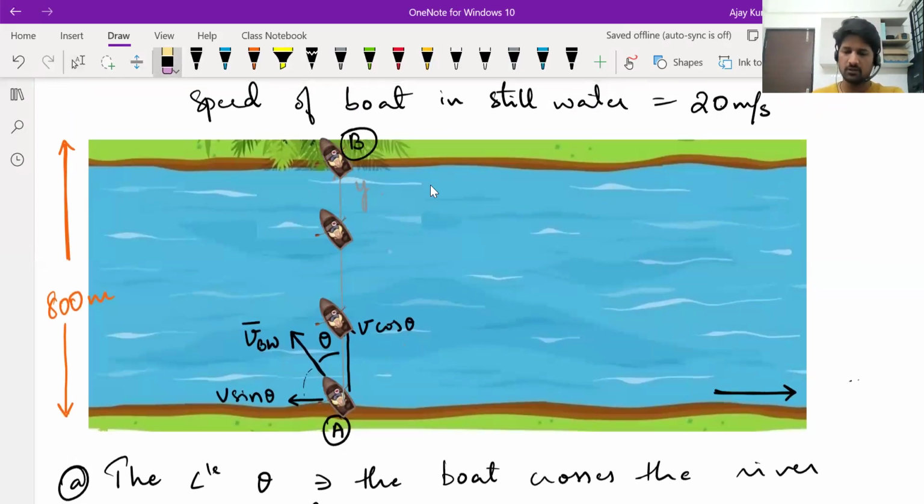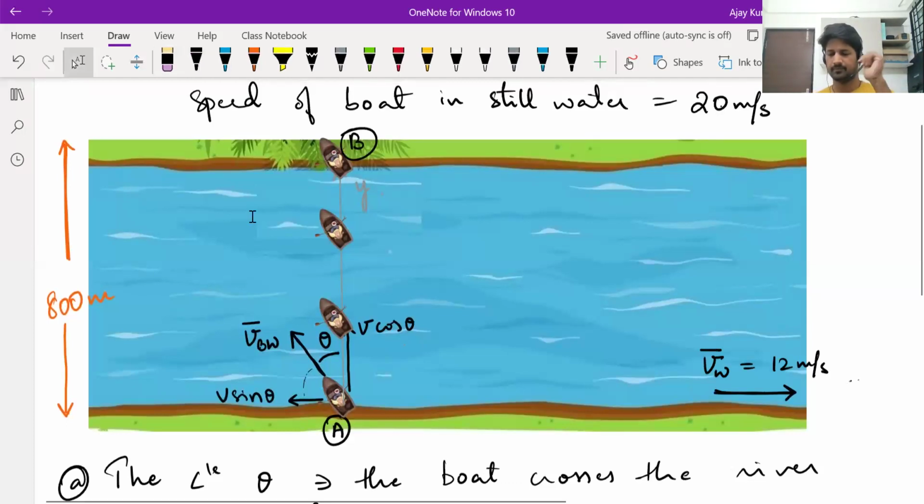Speed of boat in still water means velocity of boat with respect to water. That is 20. And you know the angle has to be slightly upstream like this, as shown in the diagram. Actually, in the question, they won't give you the diagram. You'll have to visualize it this way. And velocity of water is say 12 meters per second. Try this, all of you. You can give your answers in chat.